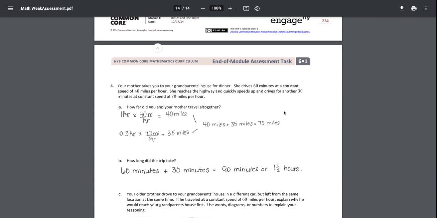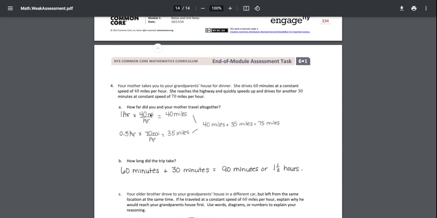Number 4. Constant means it does not change. Your mother takes you to your grandparents' house for dinner. She drives 60 minutes at a constant speed of 40 miles per hour. She reaches the highway and quickly speeds up and drives for another 30 minutes at a constant speed of 70 miles per hour.